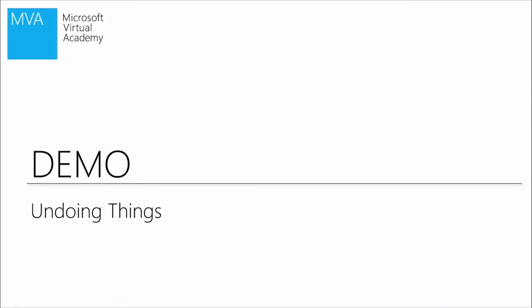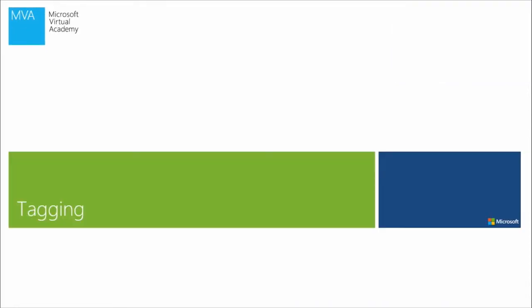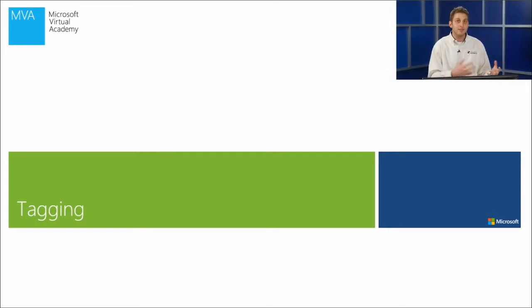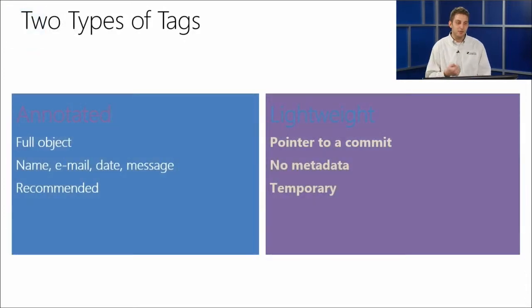Yep. So the next thing is tagging, right? Tagging is pretty important as well within any version control system, right? In TFVC we call them labels, but again they're treated pretty differently here within Git, right? So there's two types of tags, right? There's annotated versus lightweight, and it's kind of difficult to see there.